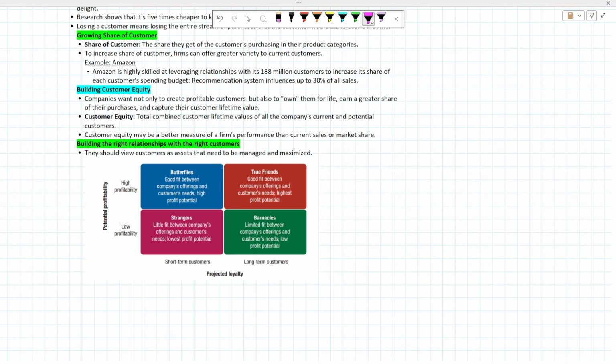On the bottom left, we have strangers. Little fit between the company's offerings and customers' needs means the lowest profit potential. And then barnacles: limited fit between the company's offerings and customer needs, low profit potential. The axes here run from high profitability to low profitability, and from short term to long term. So the best you want to do is high profitability and long term, which becomes true friends. The worst you could do is low profitability and short term for customers.